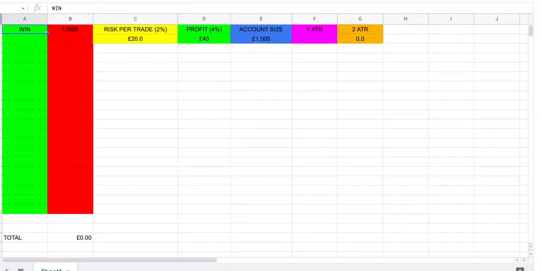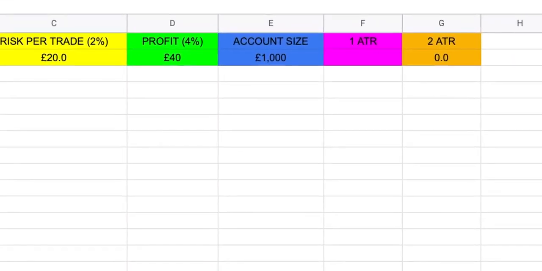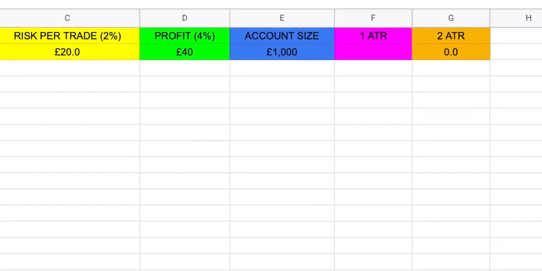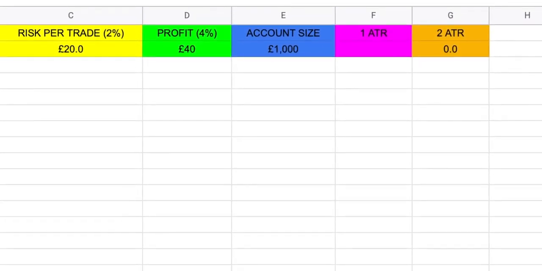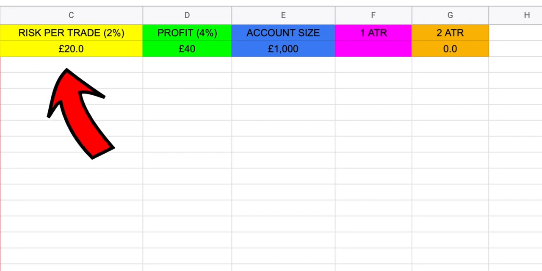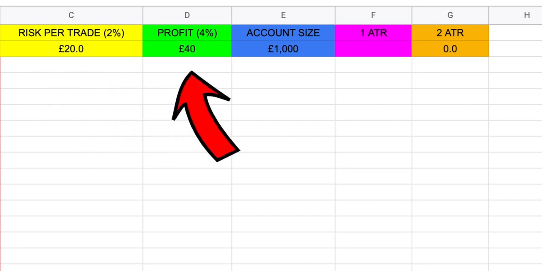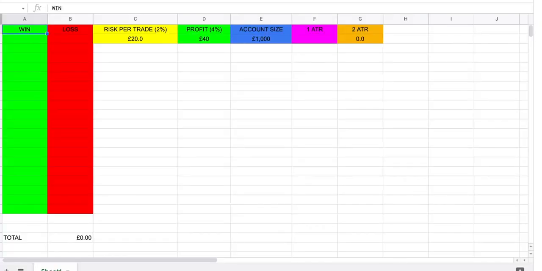But before we get into our chart, I just want to show you the spreadsheet where we're going to input all our wins and losses. Our account size is going to be £1,000, and for simplicity we're going to use a 2-to-1 ratio, where we risk 2% or £20, and our take profit target is 4% or £40. We're also going to use an ATR indicator to determine our take profit targets and stop losses. One ATR is going to be for a stop loss and two ATR is going to be for a take profit. Okay, let's get into our charts.